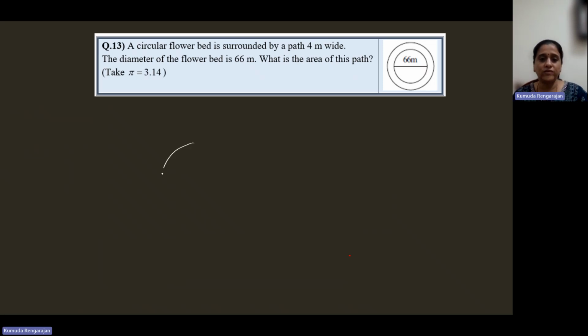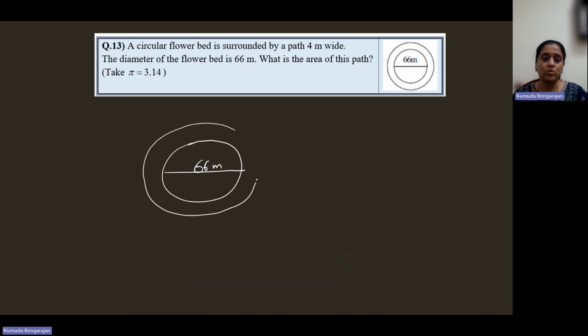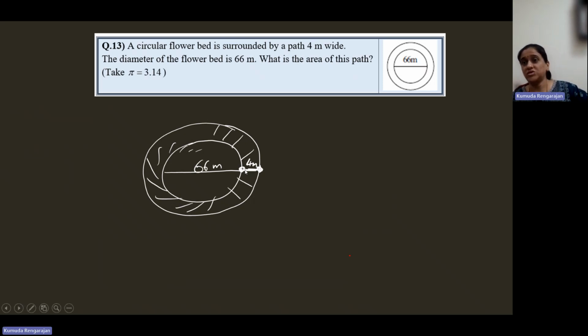So what do you call this? Flower bed. What's the diameter? 66 meters. And what is this one? This is the path around the flower bed. This one alone is the path around the flower bed. Okay. Now what's the width of the path? 4 meters. From here to here, this one is 4 meters. So what should you find? What is the area of the path they're asking?